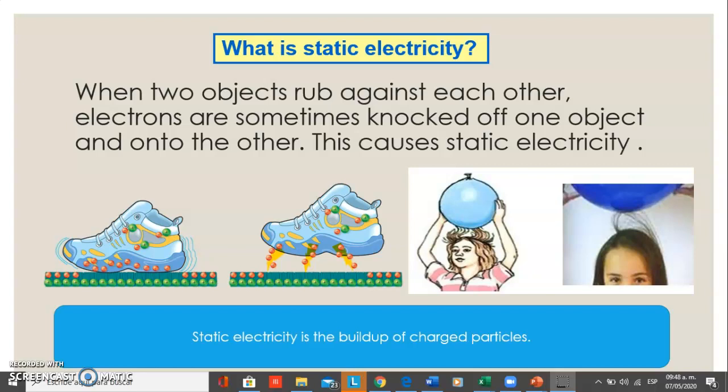A spark, una chispa, a spark jumps to your finger. And lightning during a thunderstorm is a large version of this spark. For example, un rayo durante una tormenta es una versión extendida de esa chispa. Both are examples of electricity. Electricity, remember, and that is very important for the exam, is the movement of electrons.